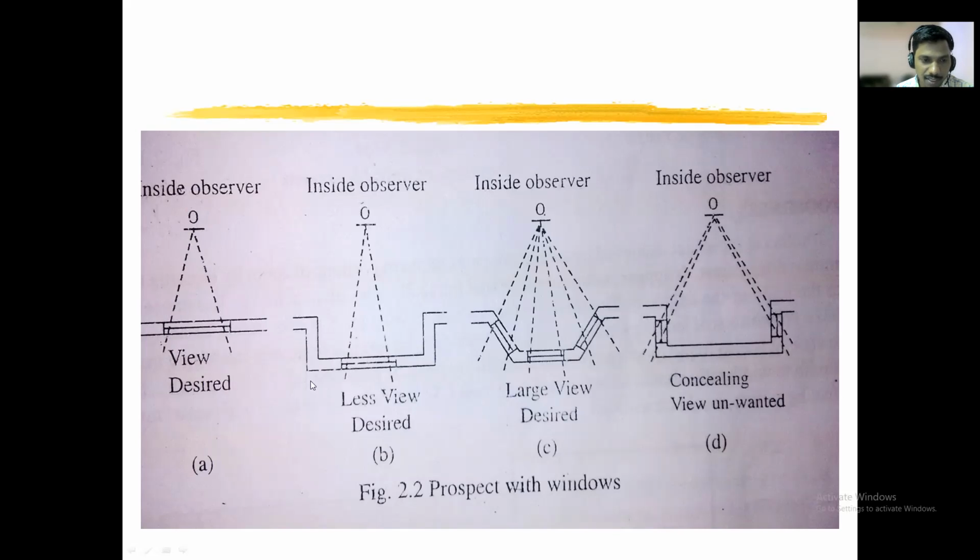Then after that, if we go for the projecting windows, but if we are not going to provide the position of the window, or whatever opening we are going to provide, at its particular position, then whatever view we are getting will be less. So such kinds of provisions or projecting windows we have to avoid. In figure C you can see, this type of window is nothing but the bay window.